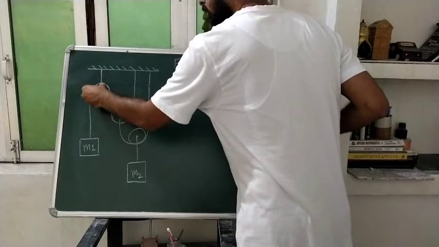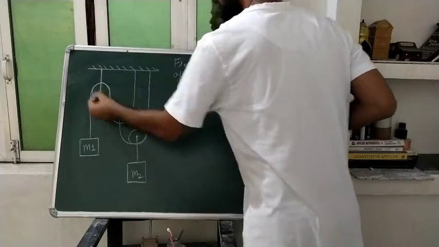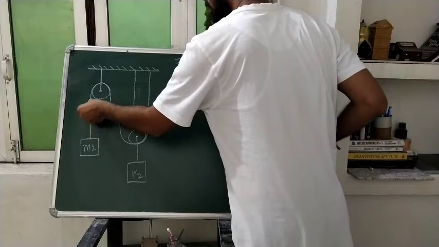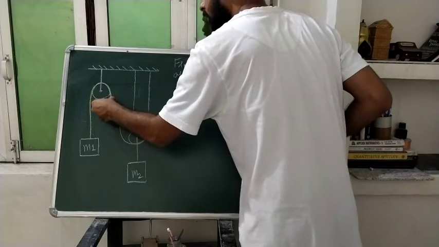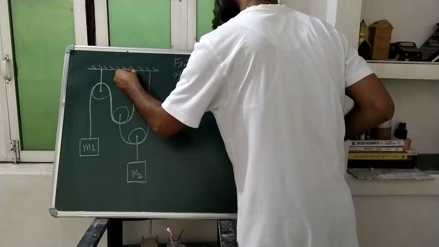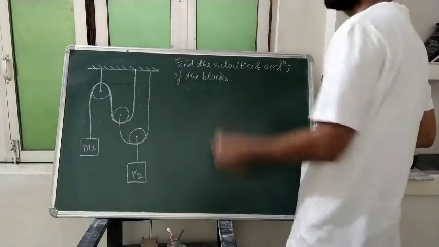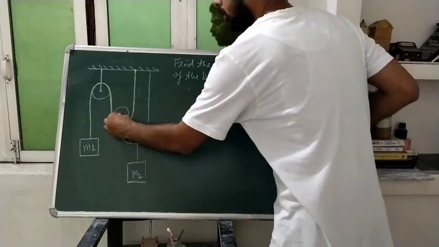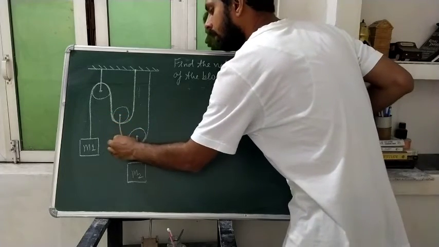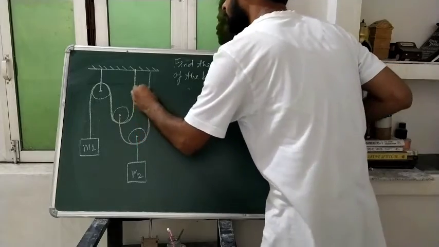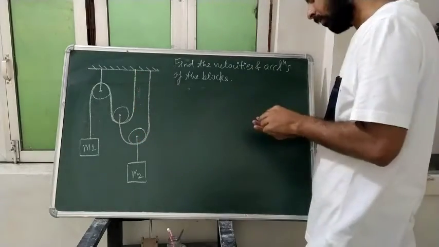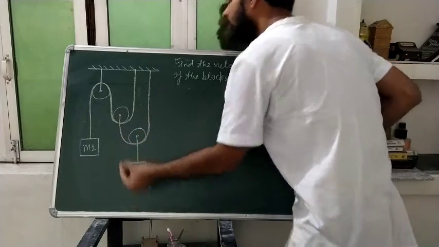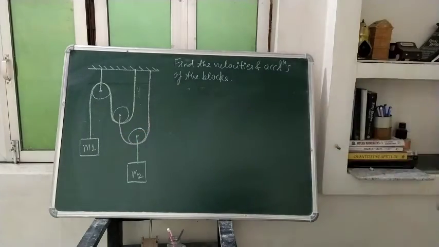Here is the first string. The second string starts from here and goes over this pulley, then over the other pulley, and the other end is connected to the ceiling. So it is our second string. I am drawing the different strings in different colors. It is the third string which is present here, and of course this one is the fourth string which is present here.